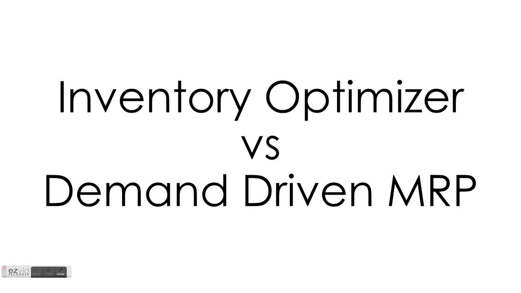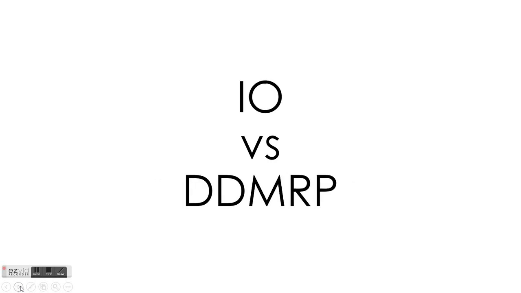So for this video, we wanted to do a quick comparison between SAP IBP's Inventory Optimizer and Demand-Driven MRP, or to keep it simple, IO versus DDMRP. Both help to maintain efficient inventory levels but go about it in completely different ways.